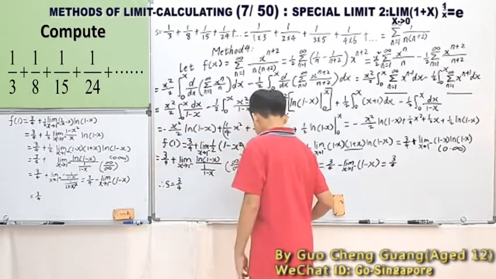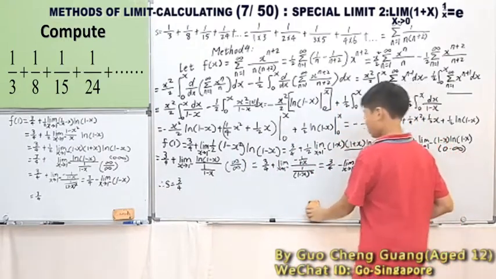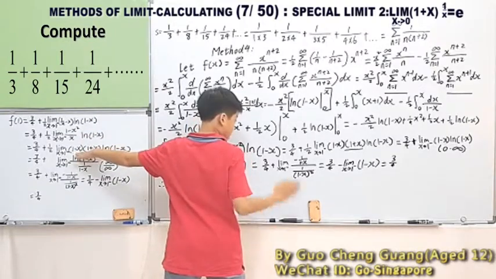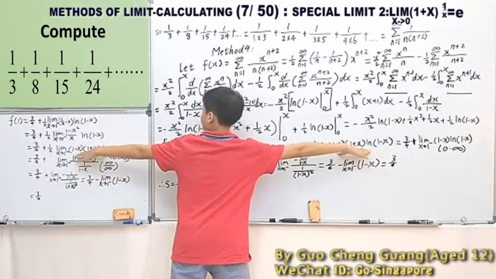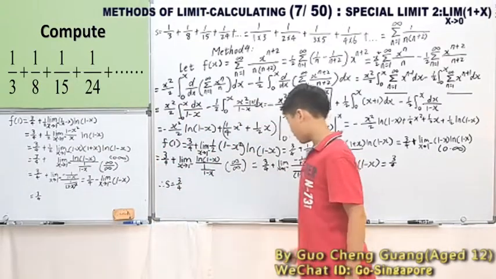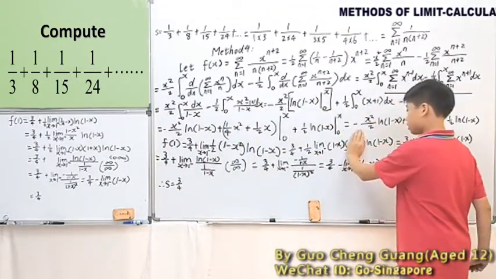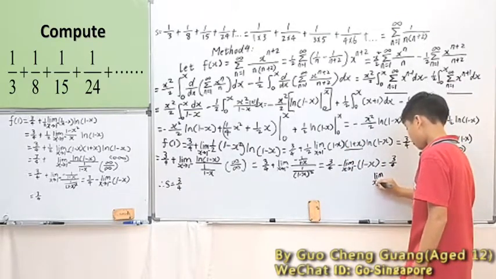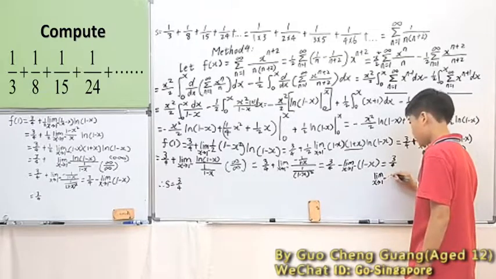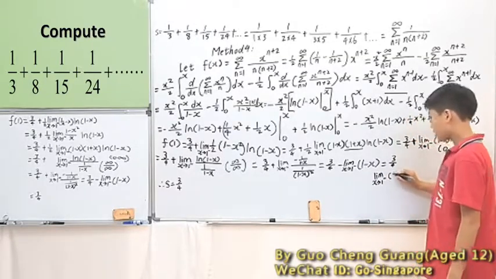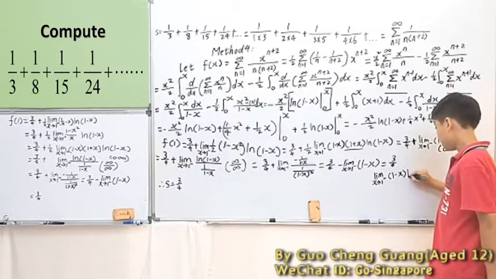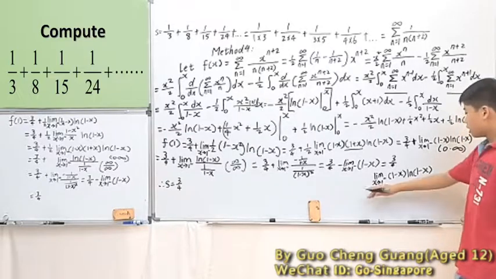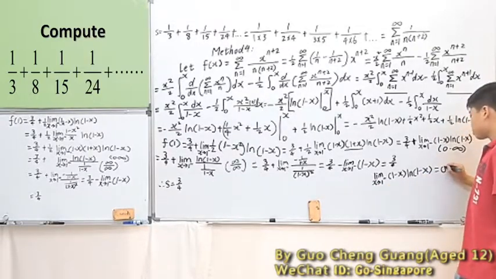Okay, so what else? Now you might find that inside here you have this pattern. Inside here you also have this pattern. Now these two patterns, what's so special? So this constant, you can ignore it. So it just becomes limit x approaches 1 minus, then 1 minus x times ln of 1 minus x. You have this that is equal to 0.